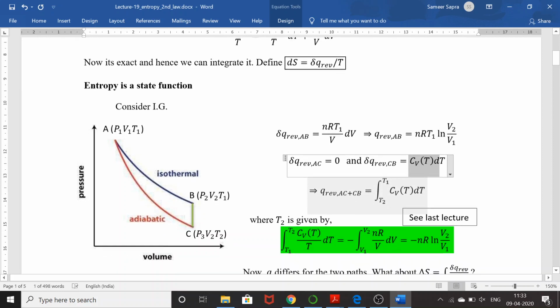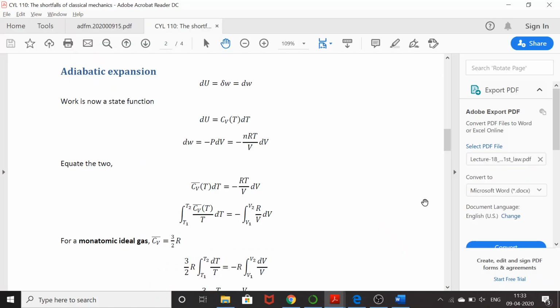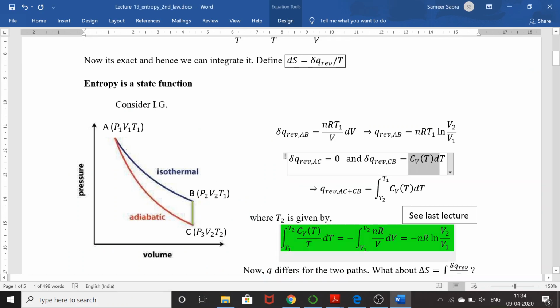And we've seen in the last lecture that Cv/T dT is equal to minus R/V dV. So I can use that: integrating from T1 to T2 of Cv/T dT is equal to minus the integral from V1 to V2 of nR/V dV, which comes out to be minus nR log V2/V1. So using this expression, I can know what my T2 is.